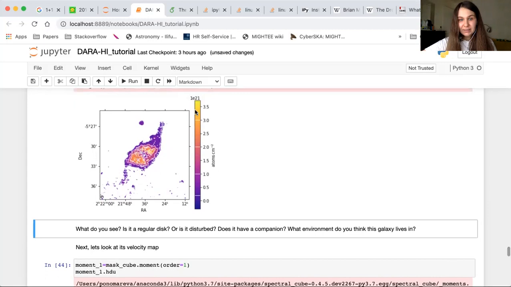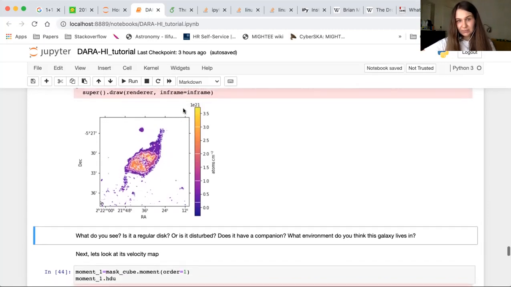The bar here is in atoms per square centimeter. So, for example, the peak is 3.5 times 10 to the power of 21 atoms per square centimeter. And here already you can analyze a map and what you see. For example, you see that the galaxy is not particularly disky, but it has these beautiful symmetric tidal arms. One is brighter than the other one, which are probably induced by the presence of the little companion over here. You also see that the brighter it is, the higher the column densities are.